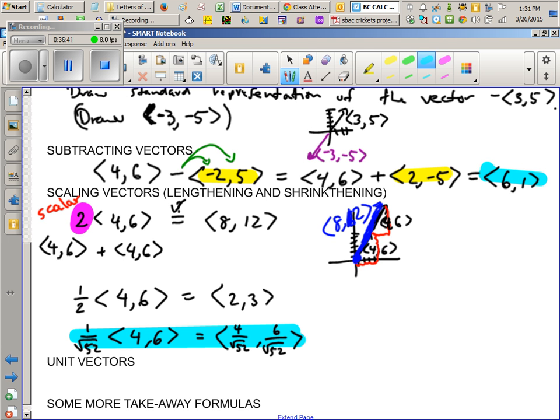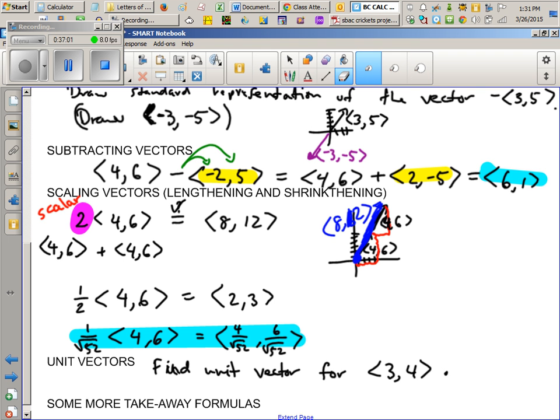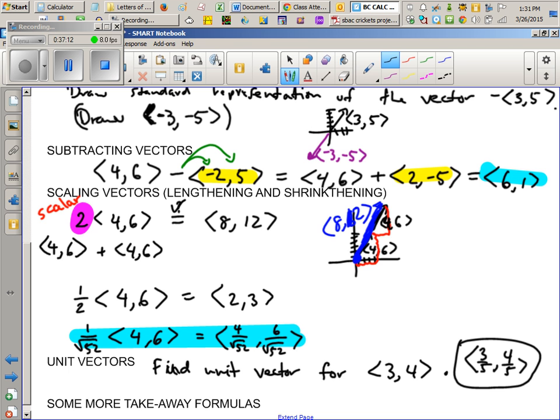Okay, so unit vector, for example, if I say find the unit vector for 3, 4, well, what's the magnitude of a 3, 4 vector? 5. Clearly 5. So the answer would simply be 3/5, 4/5. That's not hard. Okay?